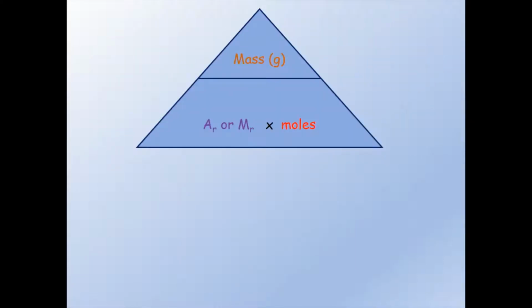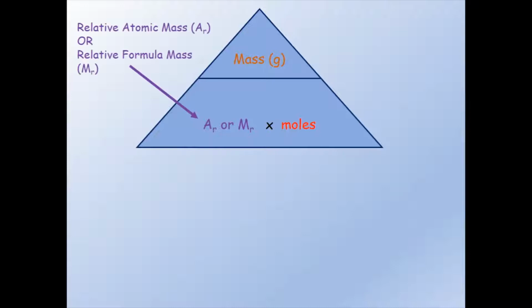This is the formula triangle that we need to use when we do calculations with moles. We have the mass at the top, and then we have AR or MR times moles at the bottom. Now AR is the relative atomic mass and MR is the relative formula mass, and you will have to decide which one to use depending on what you are given in the question. If you are given atoms, you use the relative atomic mass, and if you are given ions or molecules, you will have to use the relative formula mass. We also need to note that the unit for moles is MOL, and this is just read mole. So let us look at an example.